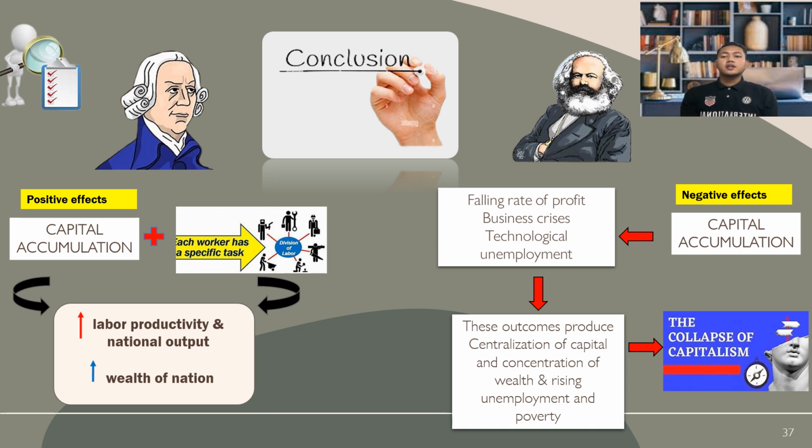For Karl Marx, he believed that capital accumulation will bring a negative effect. According to the law of motion theory, capital accumulation will cause a falling rate of profit, business crisis, and technological unemployment. This outcome produces centralization of capital and concentration of wealth as well as rising unemployment and poverty. The polarization of capitalists and workers leads to class conflict and the collapse of capitalism.